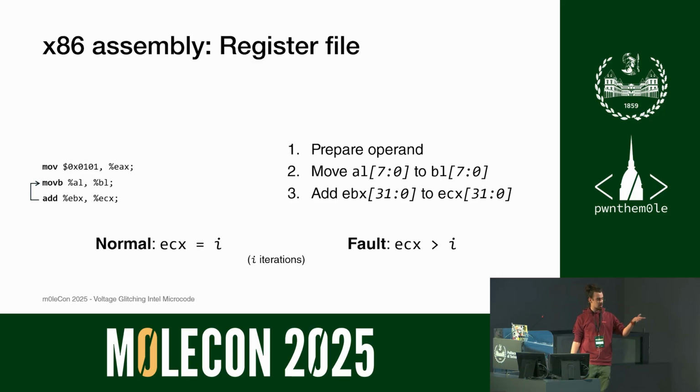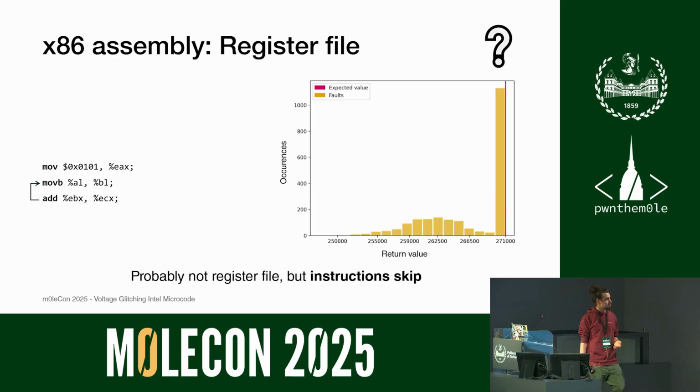Let's see. Our expected value here would be I, which is the number of iterations, because we are truncating this down to 1, so essentially ECX should be 1. And if otherwise we have managed to glitch the register file, we would add 0101. So we would have something that's greater than the number of iterations that we are doing. And we don't actually see that, because the expected value would be somewhere around here, like 271,000. These are ugly numbers, I know, but still.